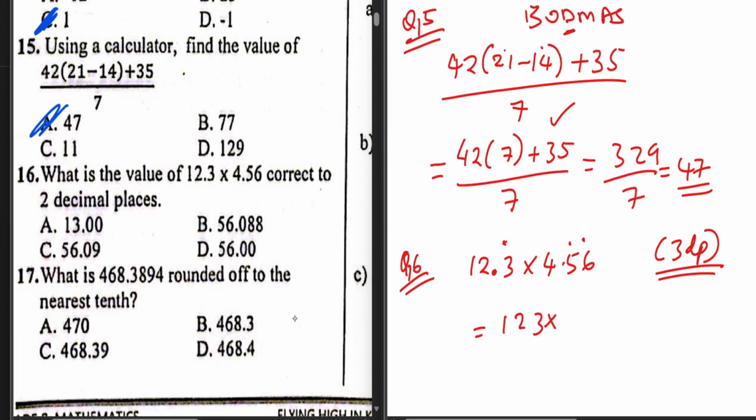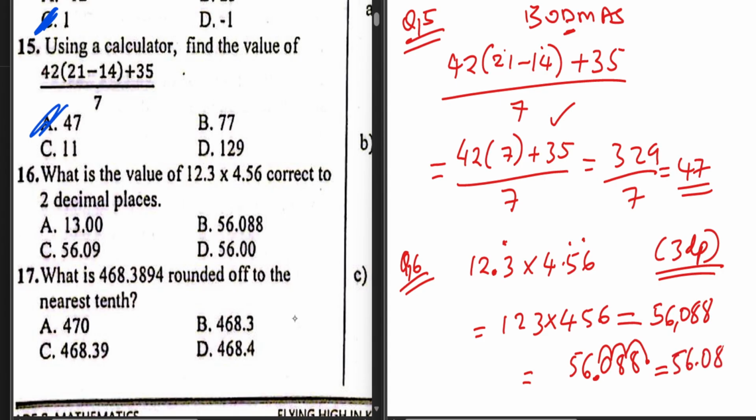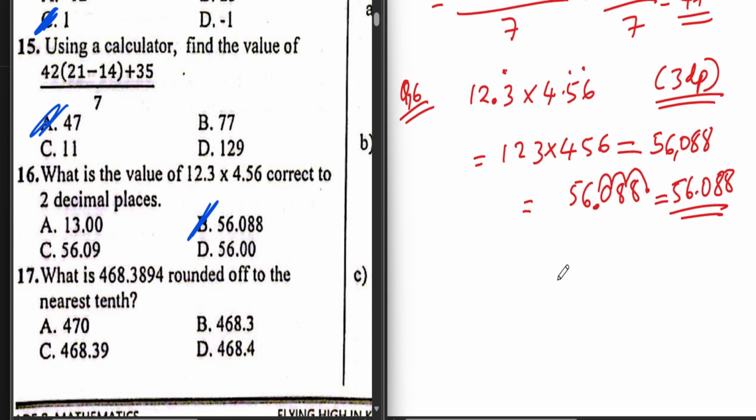Just take 123 times 456. Okay, 456 times 123 gives you 56,088. Now, since it's 3 decimal points, starting from 8, your point is usually here. So we go backwards 1, 2, and 3, and end at 6. So your final answer should be 56.088. So that is your answer. Choice B. Done. Now, question 17.